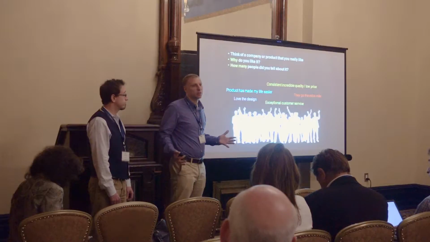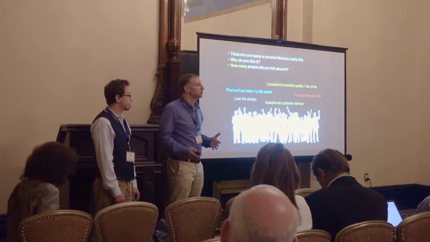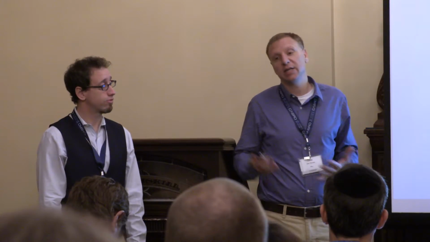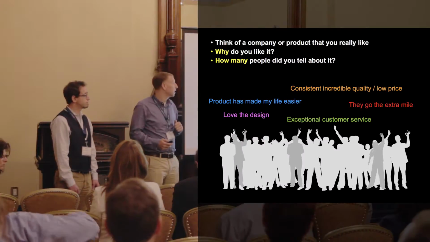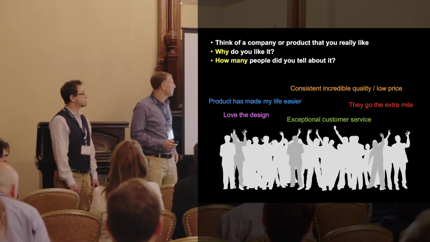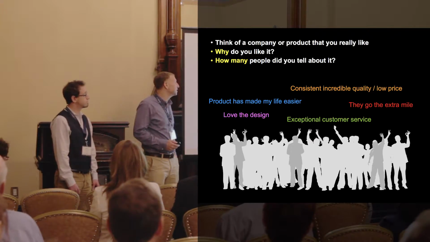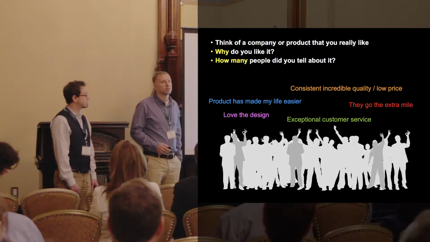For people that give you a score of a 0 to 6, they're considered detractors. You need to figure out these are your opportunities to improve. There are people that are going to not only leave your company and not spend more, but they're also going to tell other people about the bad experience that they've had. And so they really find ways to find opportunities to improve your company. Some examples of this is, my product has made my life easier. I really love the design. I love the exceptional customer service.